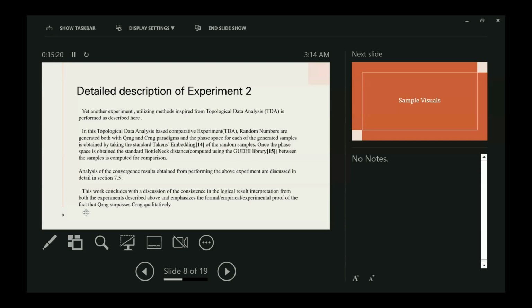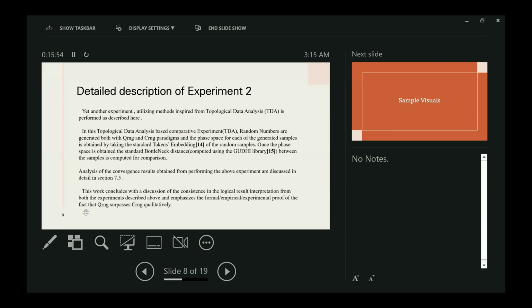So the bottleneck distance between the QRNG and the CRNG samples is computed, and again, in consistence with the first experiment, it is found that the QRNG has a smaller distance range than the CRNG, which has exactly the double distance range between different runs of the program.